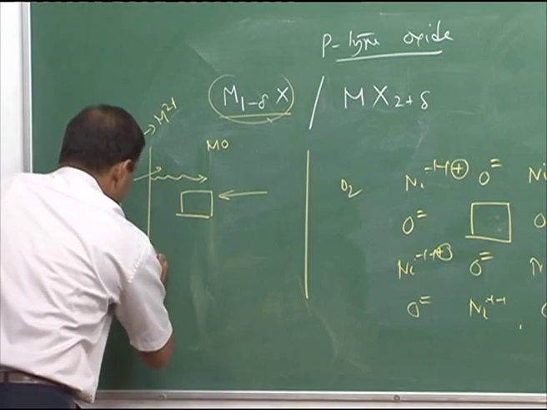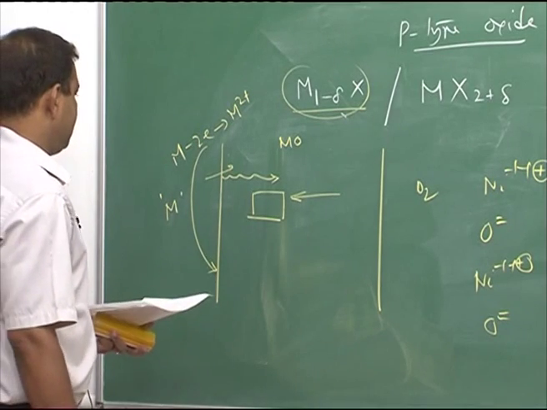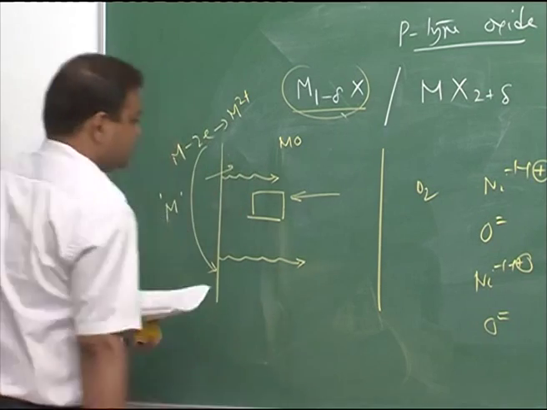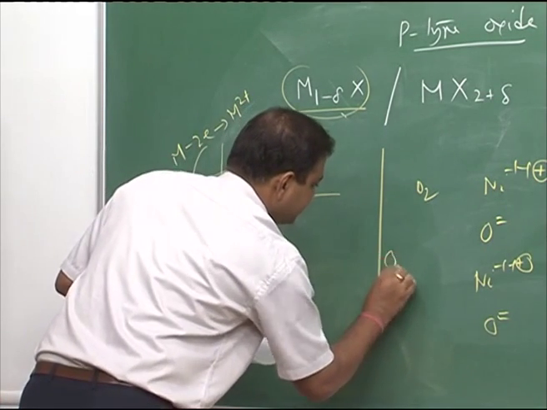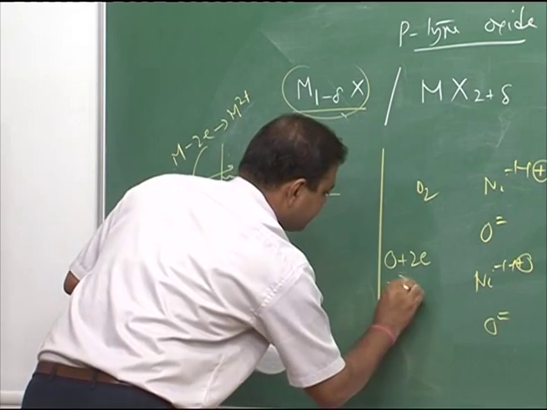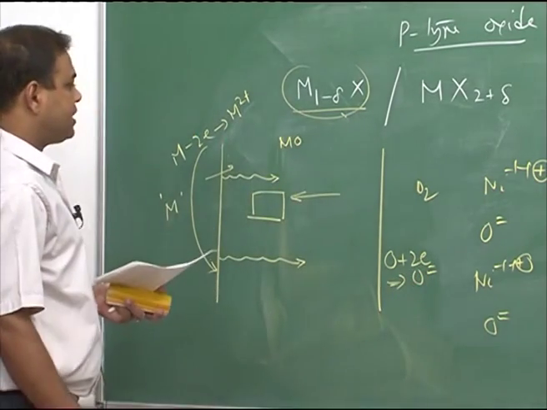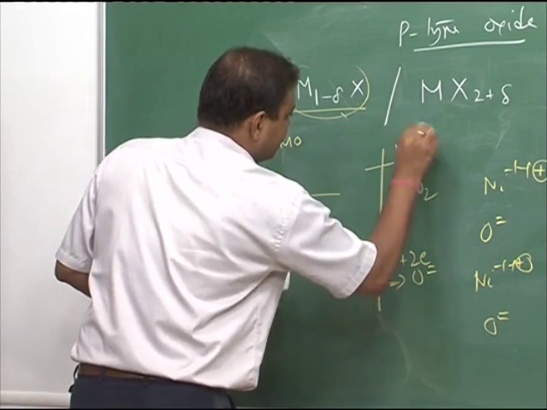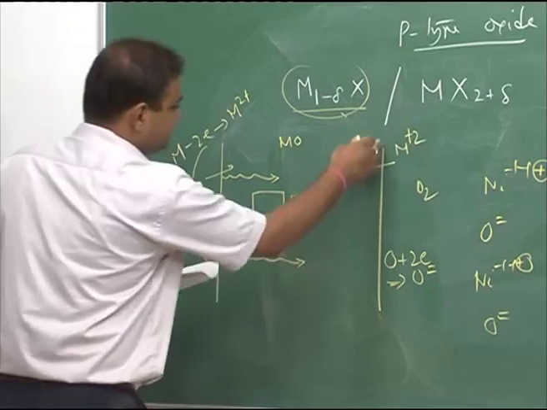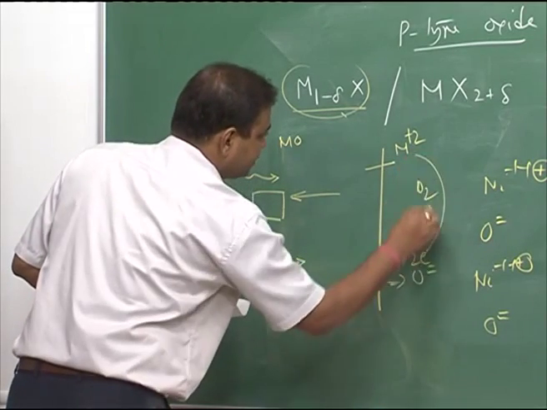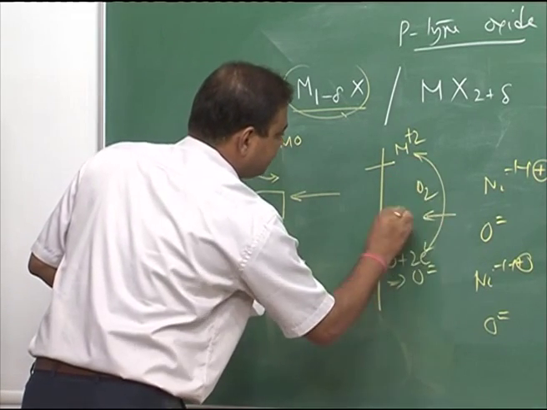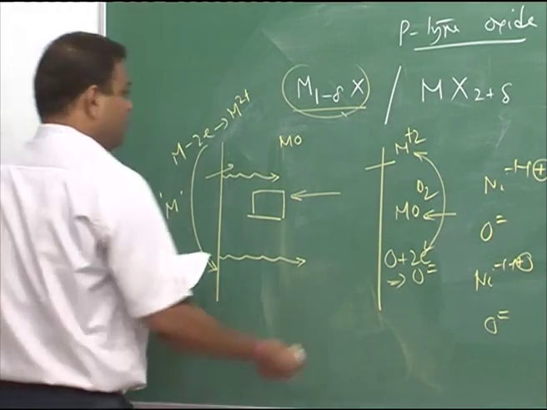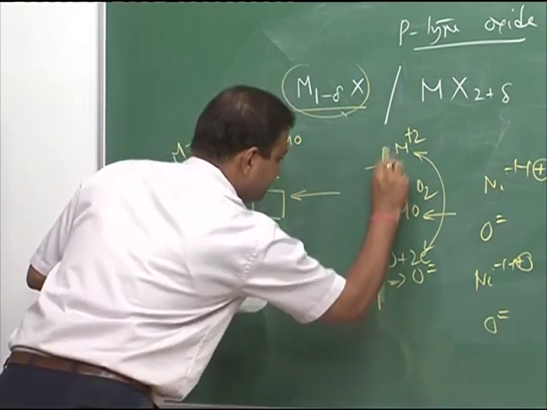Now, these 2 electrons will come here and move to the other end, and here oxygen will accept 2 electrons and form the oxygen anion. By that time, we have the presence of metal cation at this interface. So, these 2 will react and form MO. So, the metal oxide growth would be at this interface.